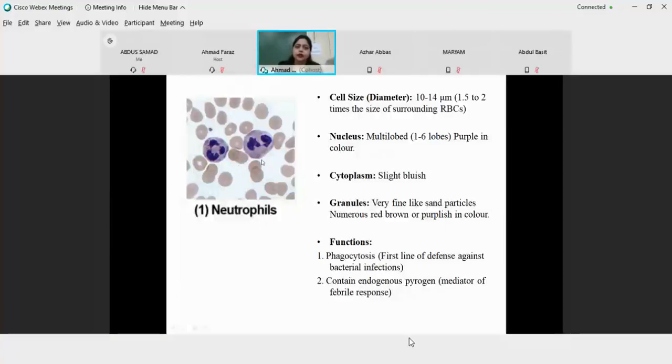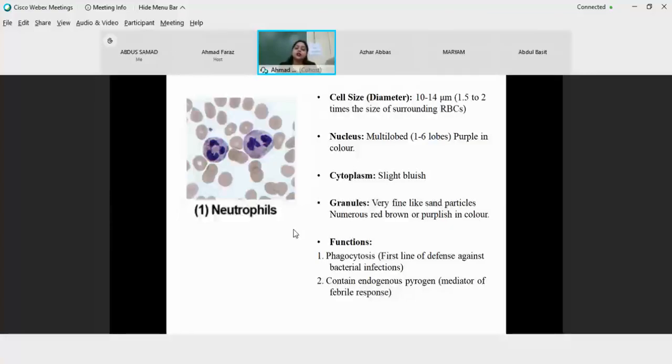Neutrophils? So, okay, good. So the cell size, I told you, the diameter is 10 to 14 micrometer, and it is 1.5 times to twice the size of the surrounding RBCs. The nucleus is multi-lobed, 1 to 6 lobes, purple in color. Cytoplasm is slightly bluish in color, and granules are very fine sand-like particles. These are numerous, red, brown, or purple in color.